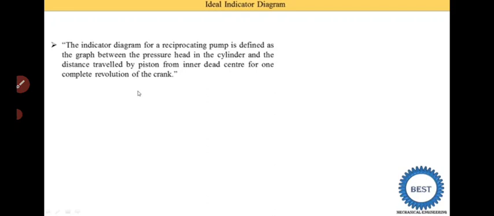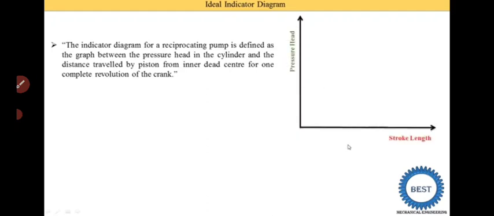At that time, the change in the pressure in the reciprocating pump is what we plot on the diagram. So on the y-axis we take the pressure head, and on the x-axis we take the stroke length. It is actually the distance traveled by the piston, the stroke length of the piston.